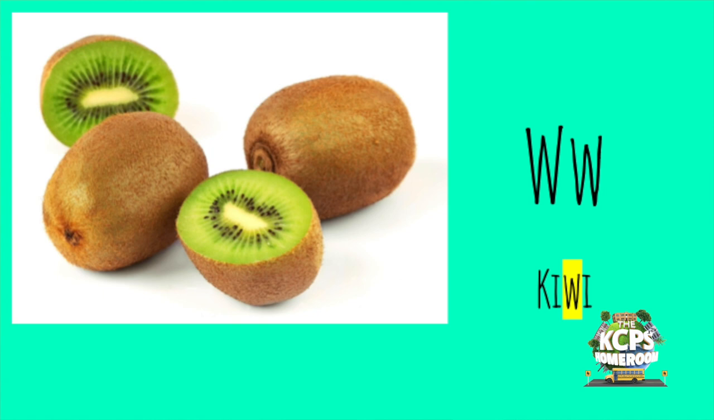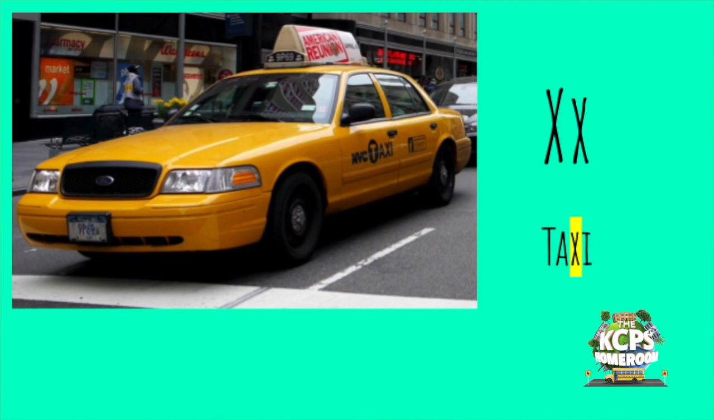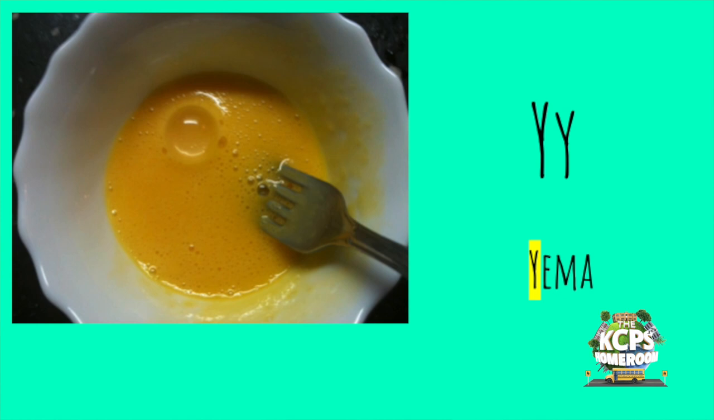U for uno, like number one, uno. V for vaso. Repeat, vaso. Vaso is a glass. W. Repeat, kiwi. So this is a tropical fruit, a kiwi. X, repeat, taxi. This is similar to a taxi cab in English. Repeat, ye. Then the word is yema. Repeat, yema. This is what your eggs look like before you eat them.